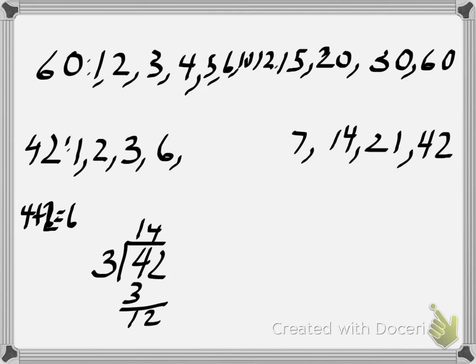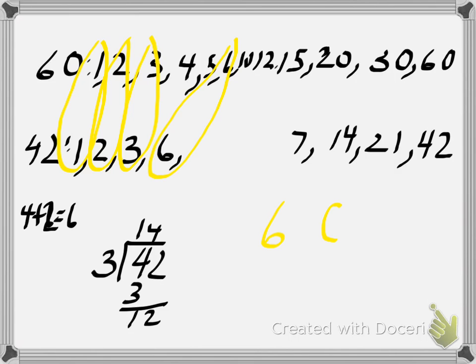So now we can actually go through and we can find out which ones they have in common. They have a 1 in common, a 2 in common, a 3 in common, a 6 in common, no 7, no 14, no 21, and 42. So 6 is our greatest common factor.